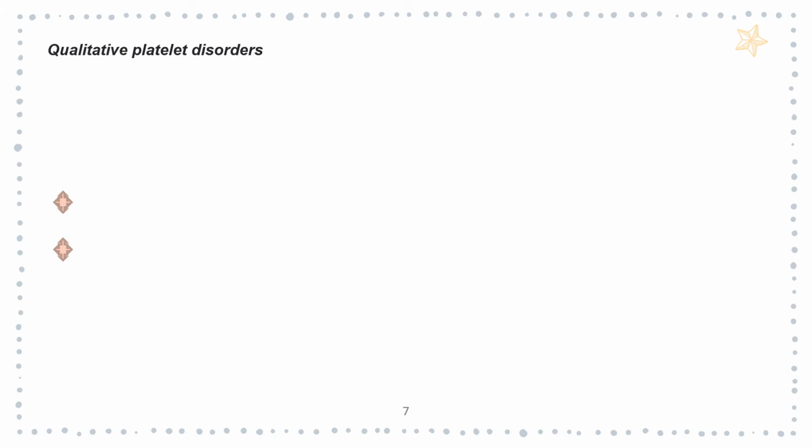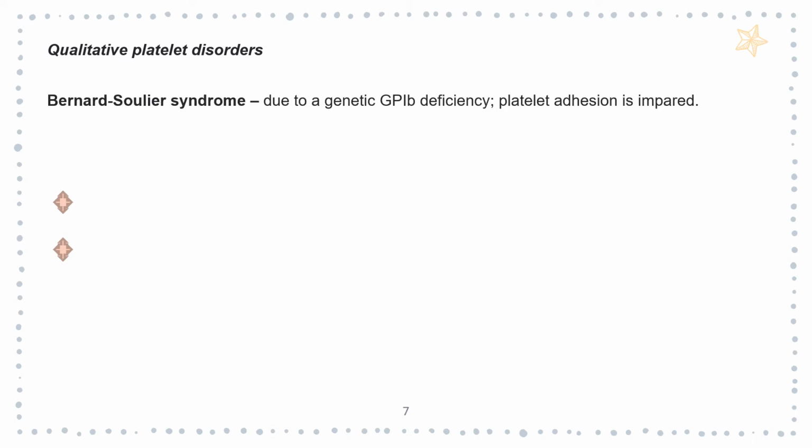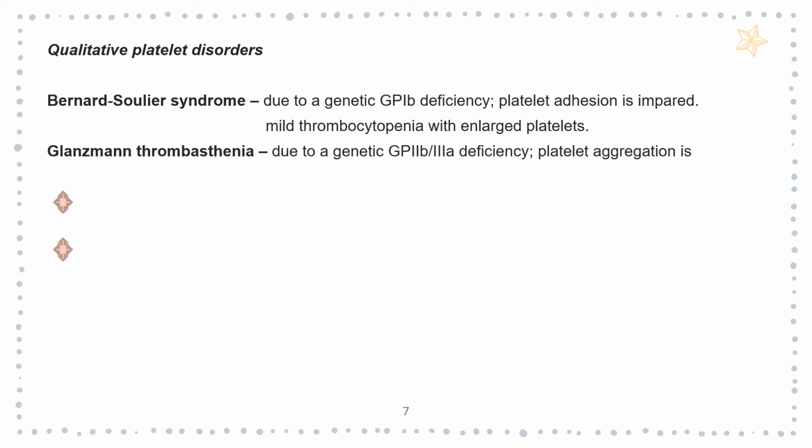Another group of disorders is qualitative platelet disorders of the primary hemostasis. It includes Bernard-Soulier syndrome due to genetic GP1B deficiency. Platelet aggregation is impaired. Mild thrombopenia with enlarged platelets occurs. Glanzmann thrombasthenia is due to genetic GP2B3A deficiency.